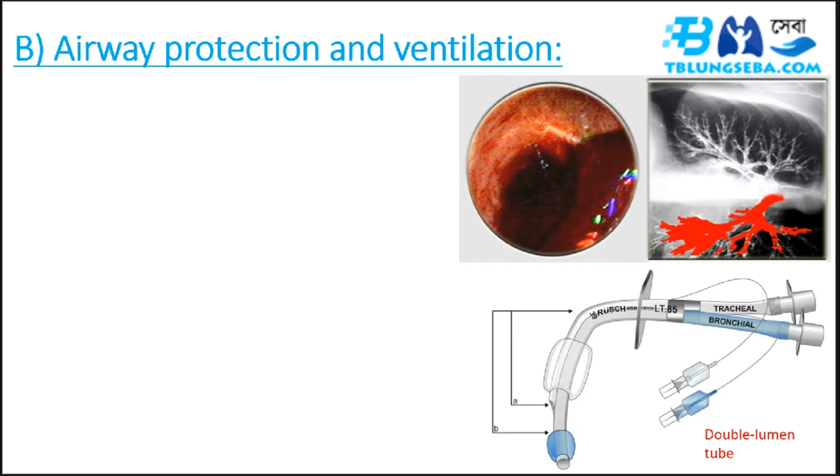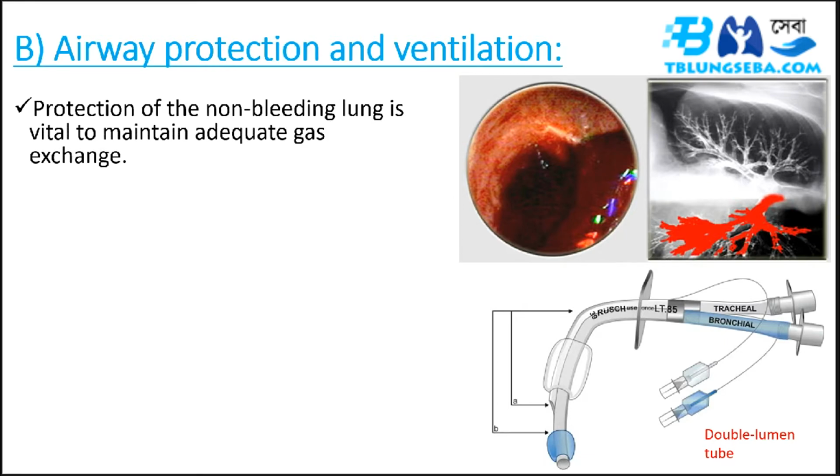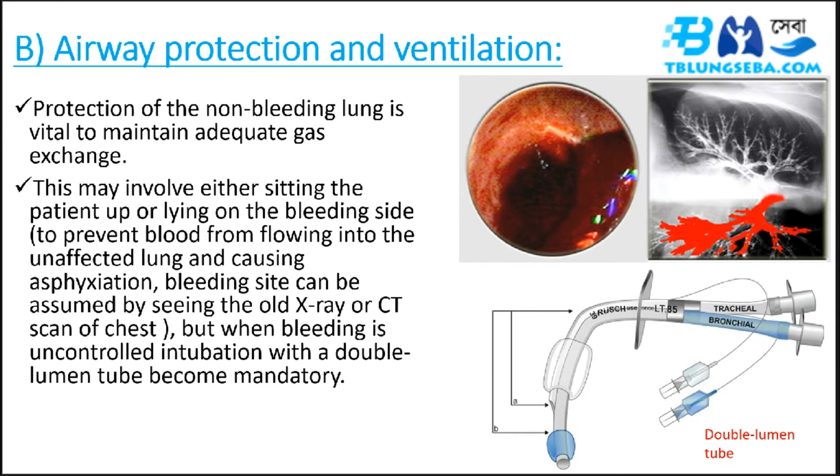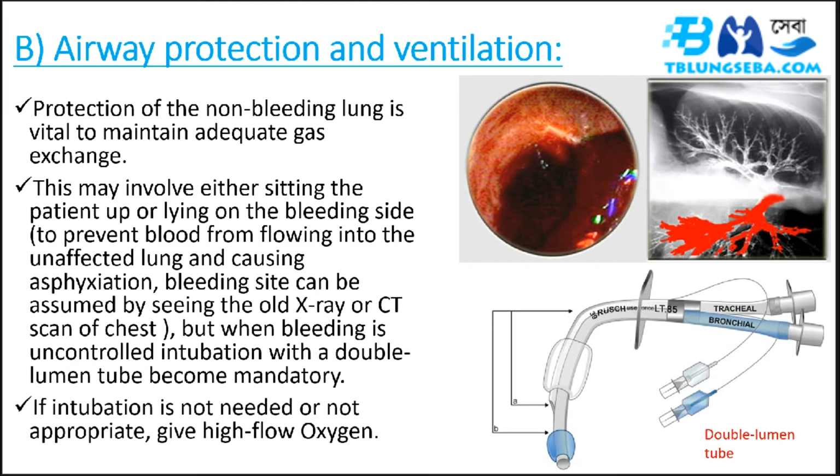Airway protection and ventilation. Protection of the non-bleeding lung is vital to maintain adequate gas exchange. This may involve either sitting the patient up or lying on the bleeding side, to prevent blood from flowing into the unaffected lung and causing asphyxiation. Bleeding site can be assumed by seeing the old X-ray or CT scan of chest, but when bleeding is uncontrolled, intubation with a double lumen tube becomes mandatory. If intubation is not needed or not appropriate, give high-flow oxygen.